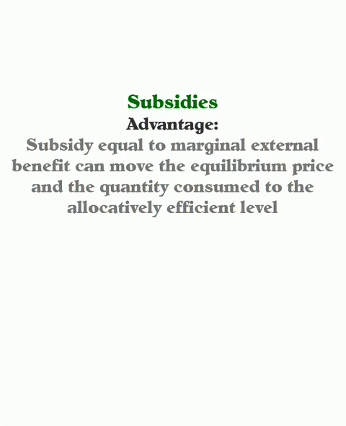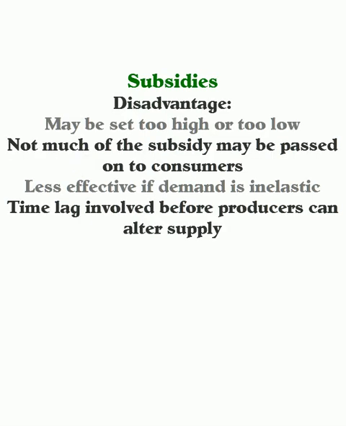Subsidies. Advantage. Subsidy equal to marginal external benefit can move the equilibrium price and the quantity consumed to the allocatively efficient level. Disadvantage. May be set too high or too low. Not much of the subsidy may be passed on to consumers. Less effective if demand is inelastic. Time lag involved before producers can alter supply.